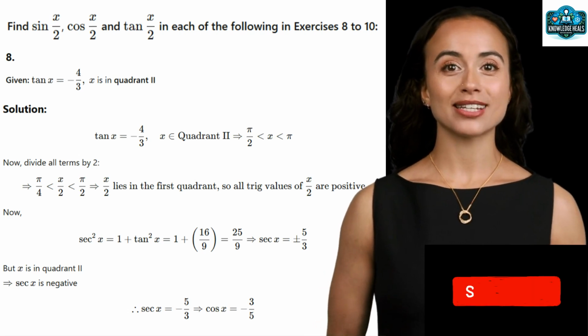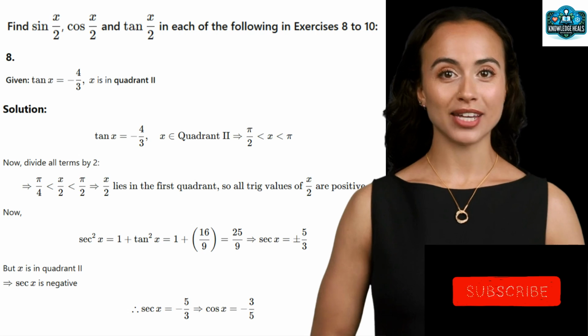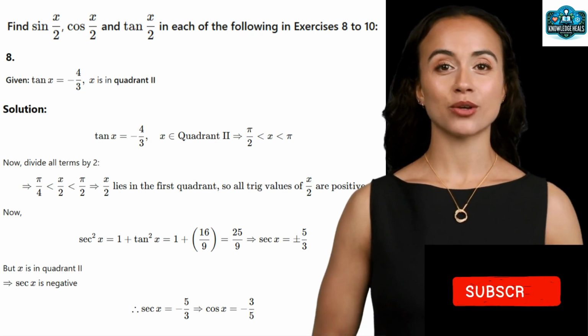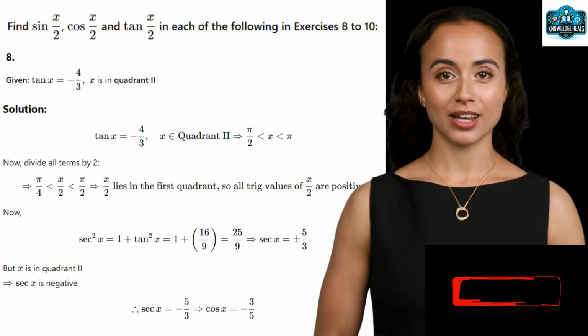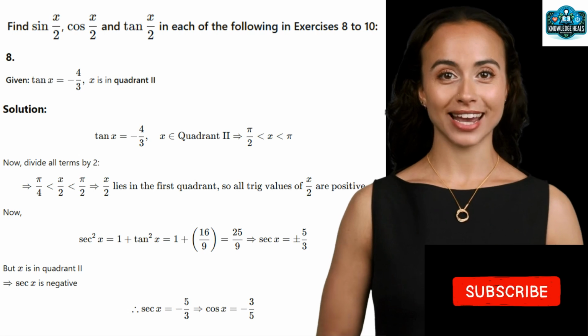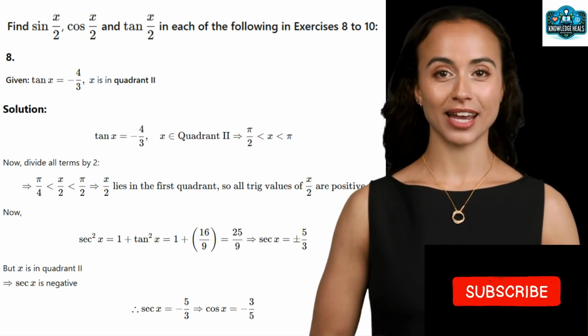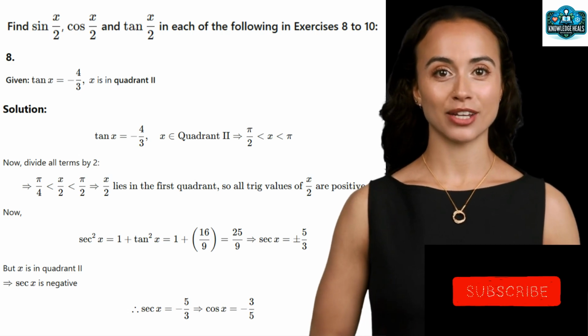As we know, sec square x equal to 1 plus tan square x, so we substitute the value of tan x, and we get sec x equal to plus minus 5 by 3. But the important thing is, x is in quadrant 2, so sec x is negative, so our equation becomes sec x equal to minus 5 by 3, and then cos x becomes minus 3 by 5.